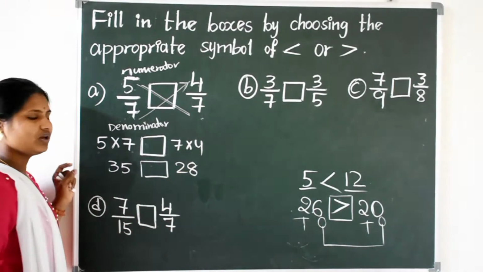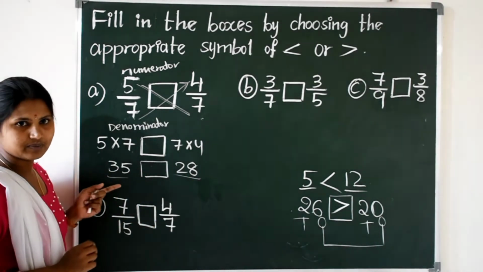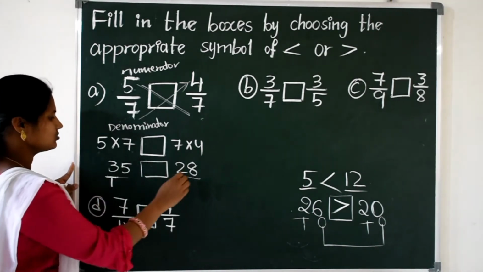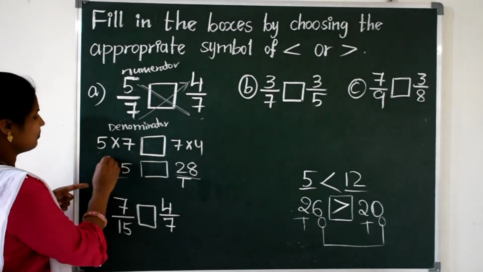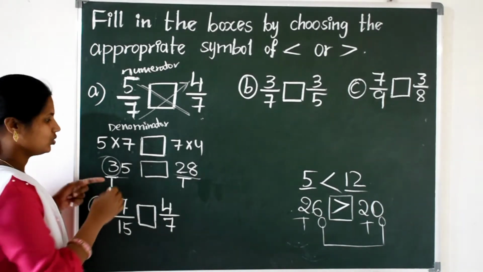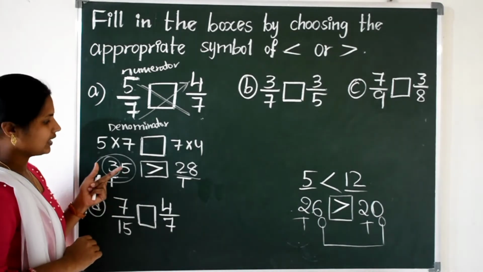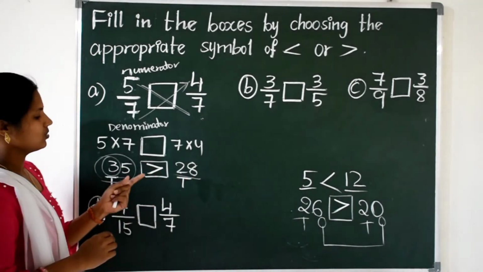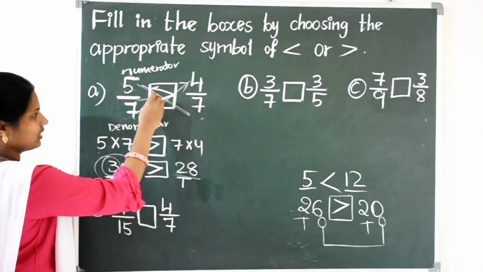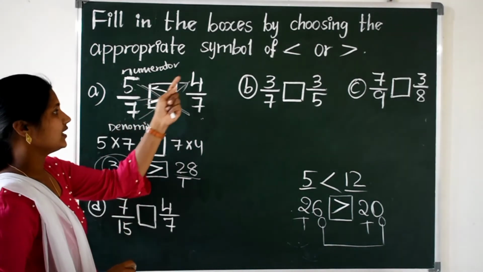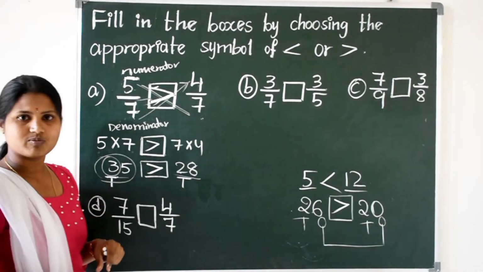28. Now we can compare numbers easily. See here. Here 2-digit number we got, here also we got 2-digit number. Right? So compare the tens place values. Here 3 is there, here 2 is there. Which is the bigger number, tell me? Yes, 3 is the bigger number compared to 2. So 35 is the greater number. So we can put greater than symbol. 35 is greater than 28. So our answer is 5 by 7 is greater than 4 by 7.